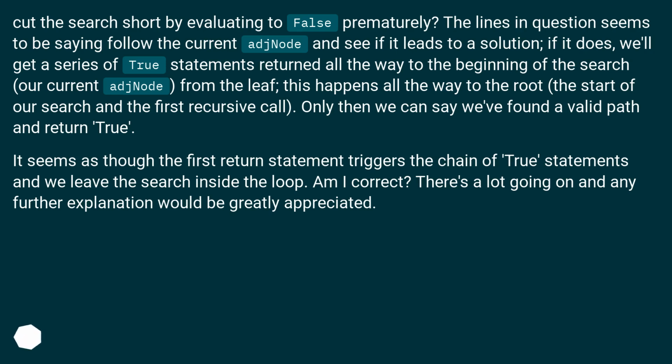It seems as though the first return statement triggers the chain of true statements and we leave the search inside the loop. Am I correct? There's a lot going on and any further explanation would be greatly appreciated.